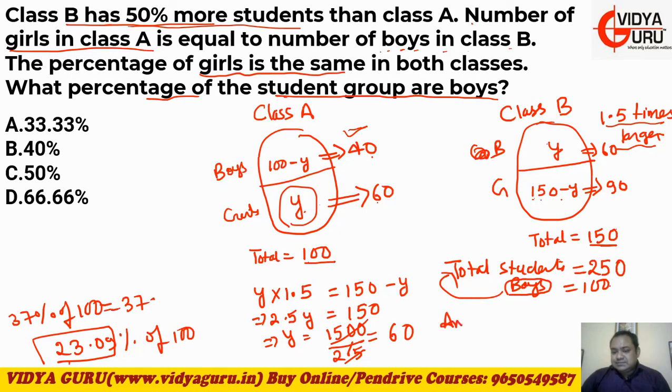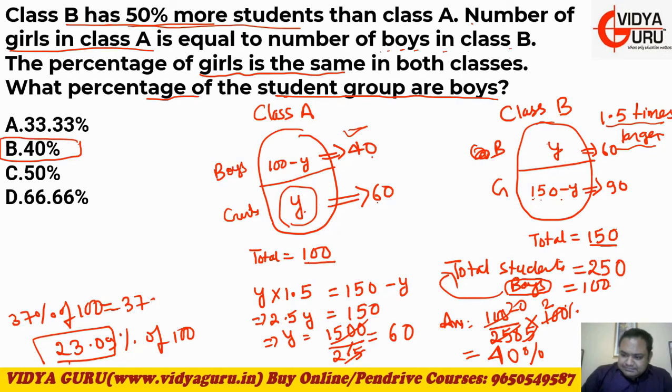So the question is, 100 is what percentage of 250? 100 and 250 are both multiples of 50. So 2 times, 5 times, and this is 20. So the answer is 40%. So this is the correct answer.